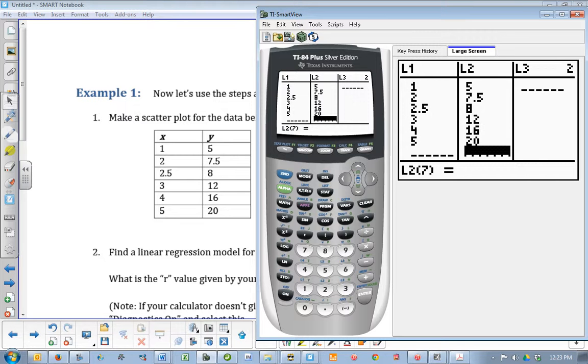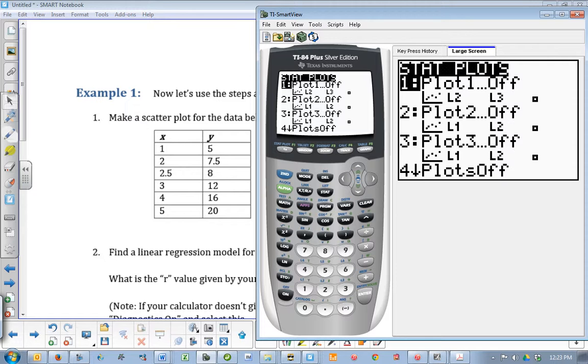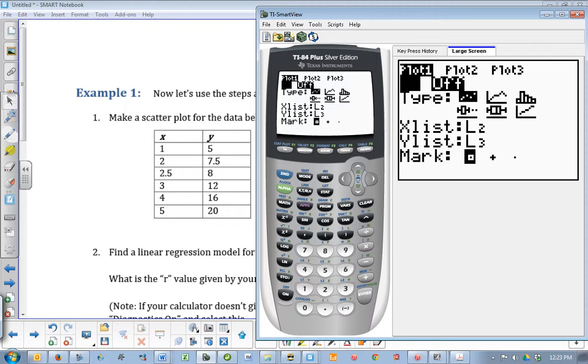Our next step is to go to stat plot, which is right up here. So we're going to go second, stat plot. Here's a bunch of plots. We want to use the first plot. The important thing is to turn it on. If you don't turn it on, you won't be able to see it. This right here is our scatter plot. So we want to use our scatter plot there.